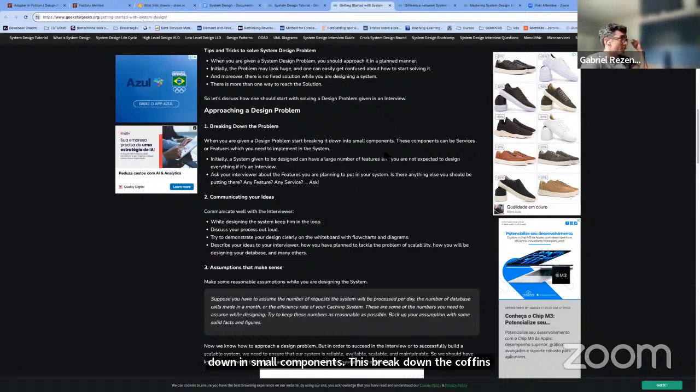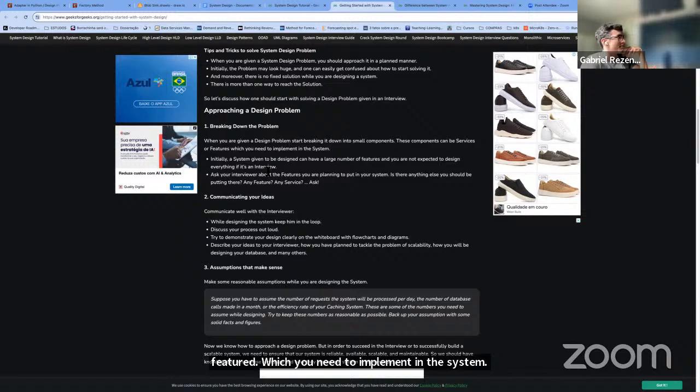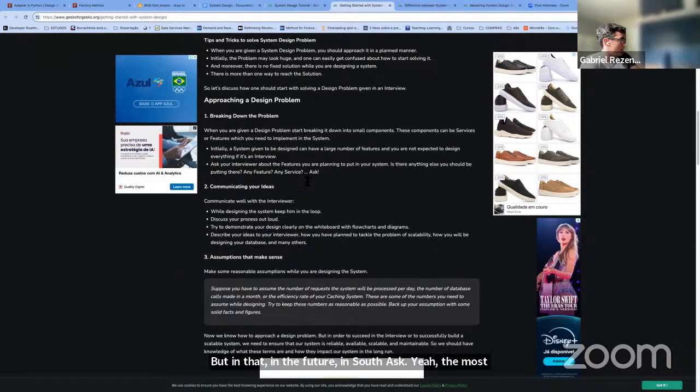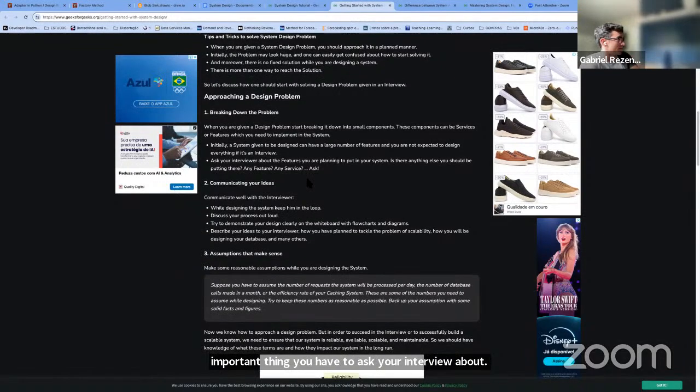So these components can be servers or features, which you need to implement in the system. Initially, a system to be designed can have a large number of features, and you are not expected to design everything in this interview. So it's a good point because you have to take care of the main features. You don't have to develop all these features or describe all the components. And ask your interviewer about the features you are planning to put in your system. Is there anything else that should be put in? Any feature missing? Ask. This is the most important thing. You have to ask your interviewer to understand the requirements and what the system is going to do.